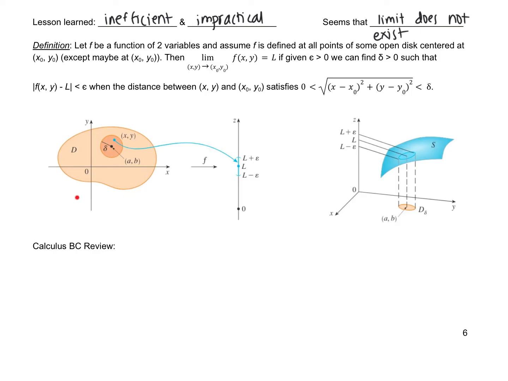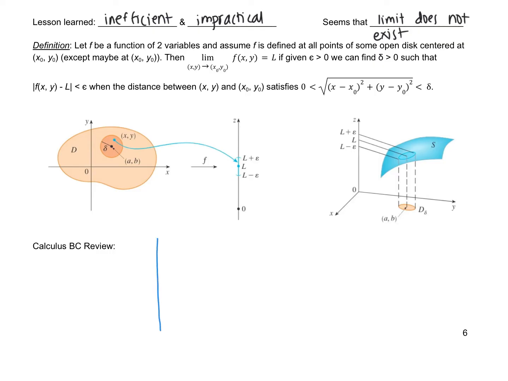So here, again, is the disk in 2-space. F needs to be defined at all values in that disk except maybe the actual point itself. And then you see if we take our limit and we add epsilon and we subtract epsilon, we get this little smaller disk that we're then going to reflect up.